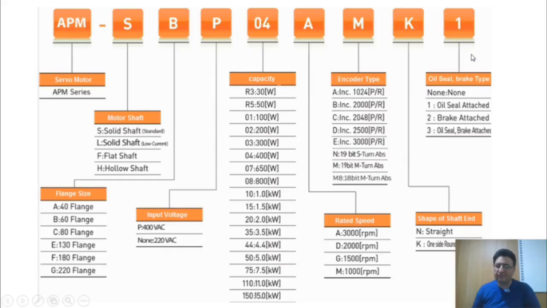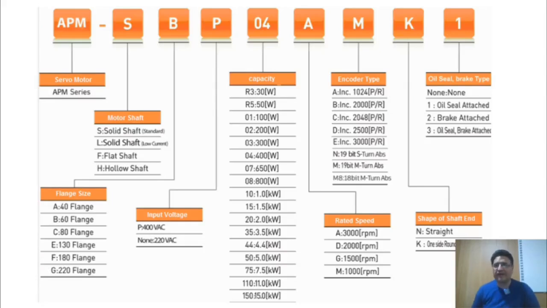And finally, if we use the number 1, our motor doesn't have a brake and only has an oil seal. The oil seal actually protects our motor against oil leakage. If we use the number 2, our motor has a brake, and if we use the number 3, our motor has both an oil seal and a brake.